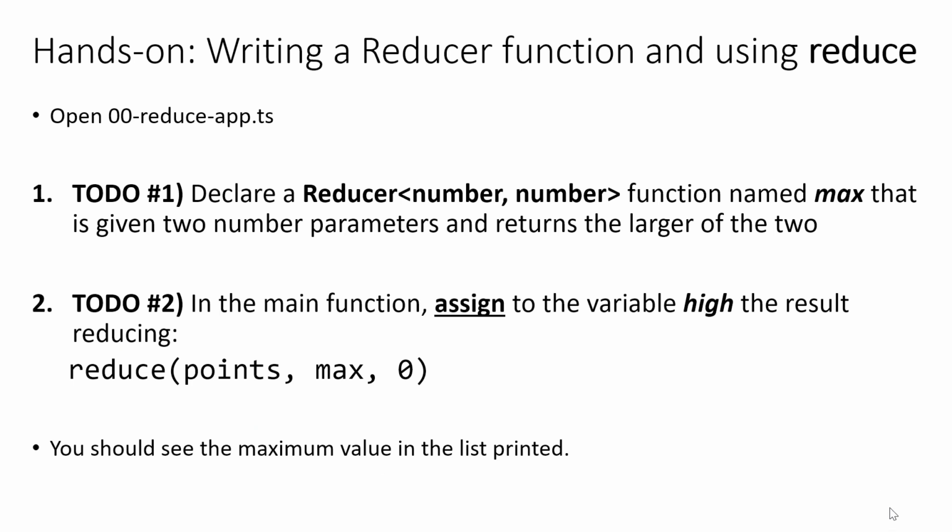So let's try changing over to some code and working through an example reducer in VS Code. In today's lecture materials, you'll find an example OO reduce app, and go ahead and pull today's materials and start up the development server. The two things that I'd like you to try and achieve here are, one, to declare a reducer function named max that is given 2 number parameters and returns the larger of the 2 parameters, right? And then in the main function, you're going to try and reduce the points list using that max function and an initial value of 0.